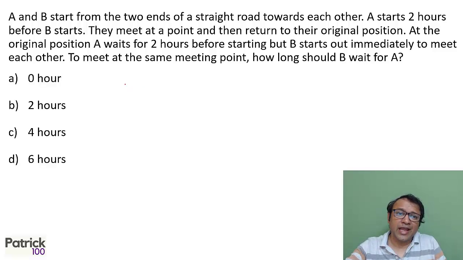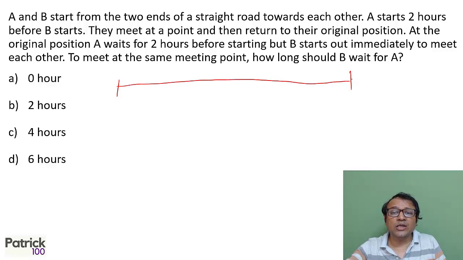Next, A and B start from two ends of a straight road towards each other. A starts 2 hours before B. That means A takes 2 hours more to reach the point. So let's say B takes X hours. A will take X plus 2 hours to reach the point.